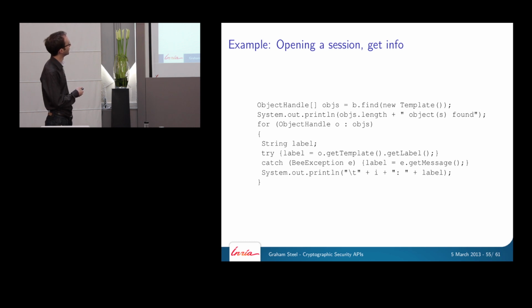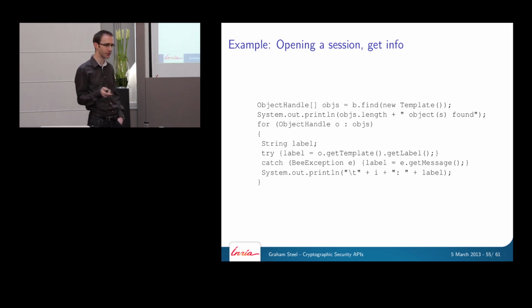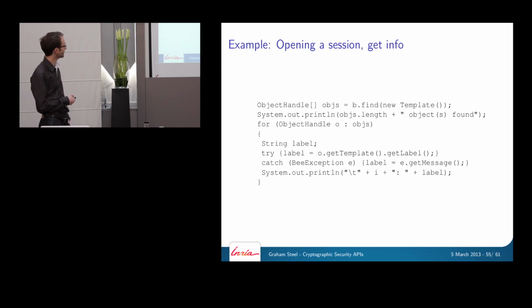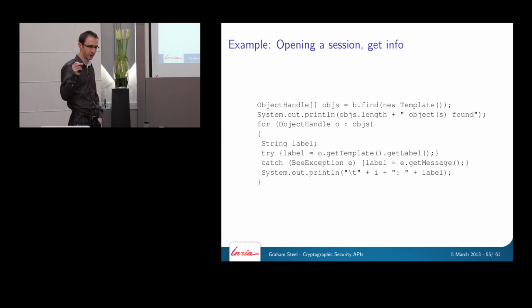For each object, I can get the template, and from that template I can get the label. Typically in PKCS 11 we use these labels on keys as a sort of reminder of what the hell that key was I created anyway, like my super secret encryption key or something like that. Notice that we have to catch exceptions from all of these, because if the template or the object is invalid, sometimes the tokens report an object existing, but when you actually try to fetch it, there's nothing there and you get an error message. So you're always having to put try-catch blocks around all of these P11 calls.